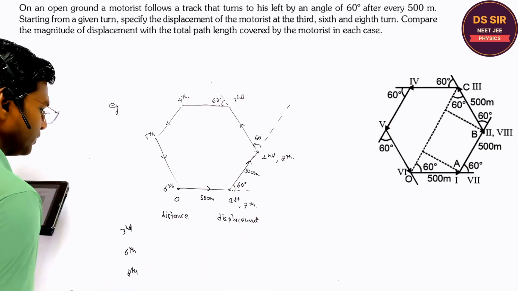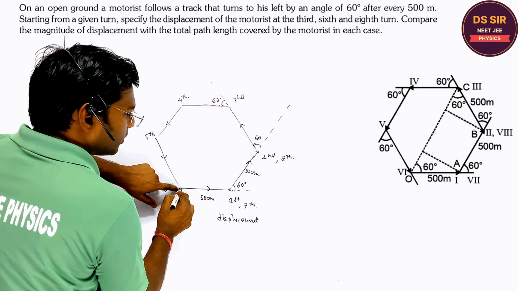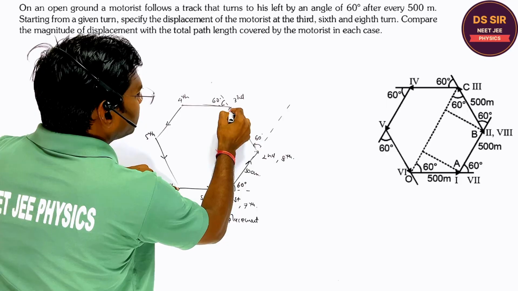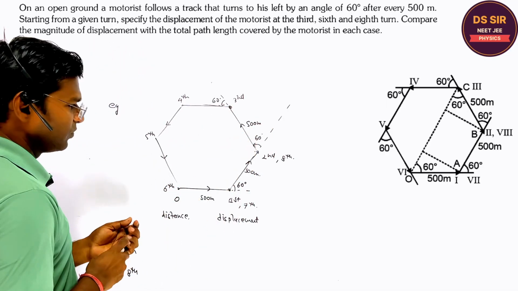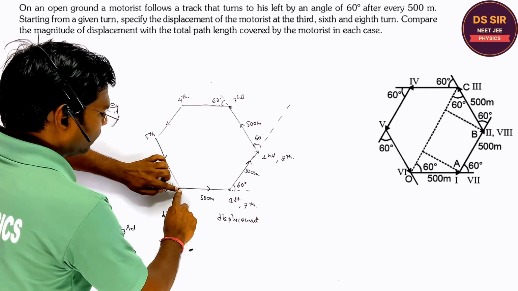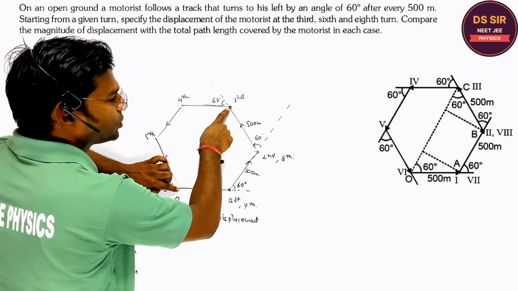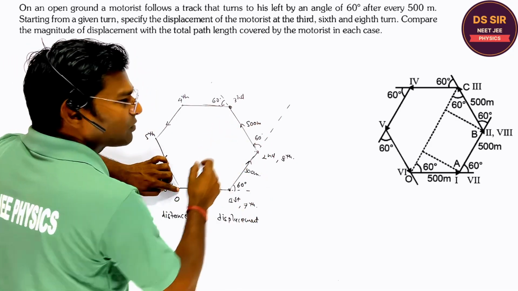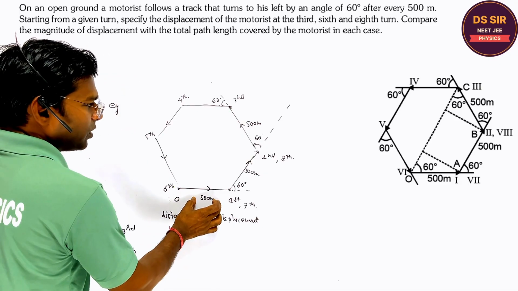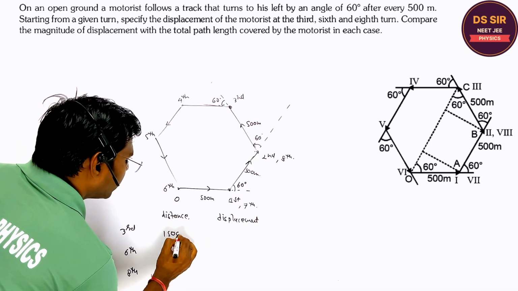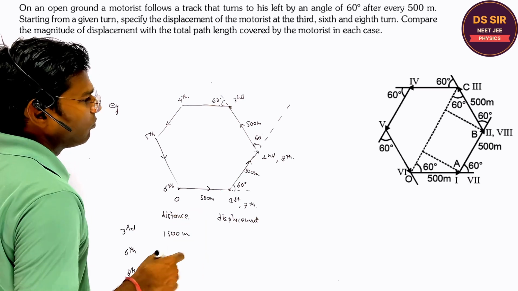That is the question. So, at the third turn, from here, 1, 2, and 3. For this third turn, can you tell me what is the distance, Vrinda? From here, this is the starting point, first turn, second turn, third turn, it reached this point. 500 plus 500 plus 500. What is the distance? Yes, it is 1500 meter. You are correct. And what about the displacement?